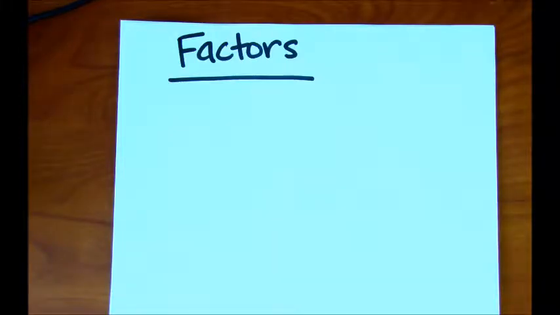So now I'm just going to talk a little bit about factors. And when you hear the word factors, you can think of the operation multiplication. And basically, factors are the numbers that are being multiplied together. And when you multiply those numbers together, you get what's called a product, or the result.